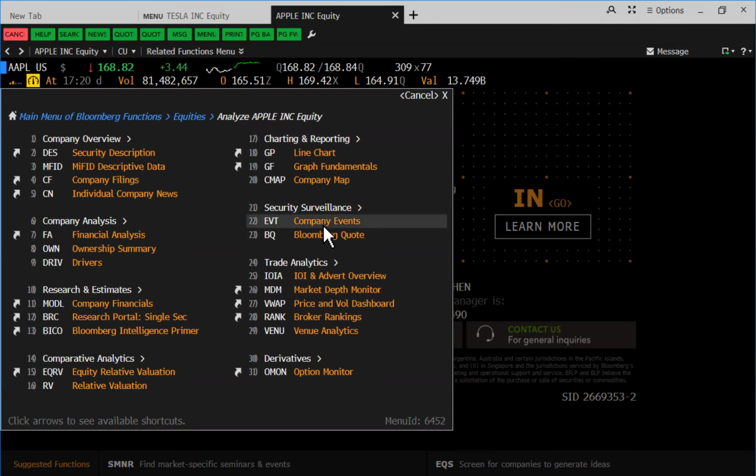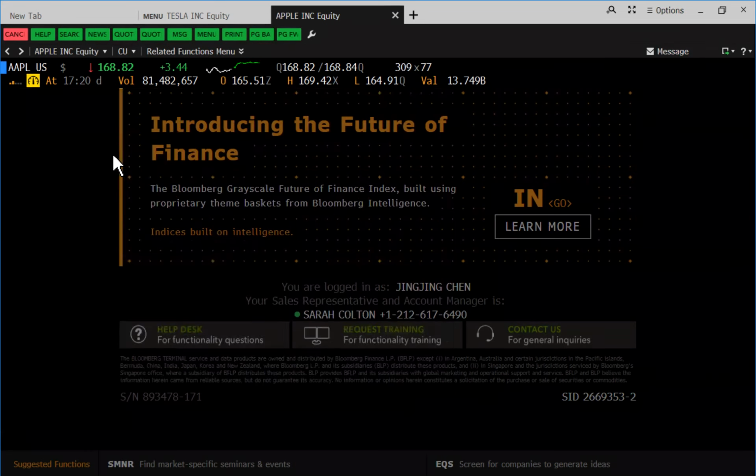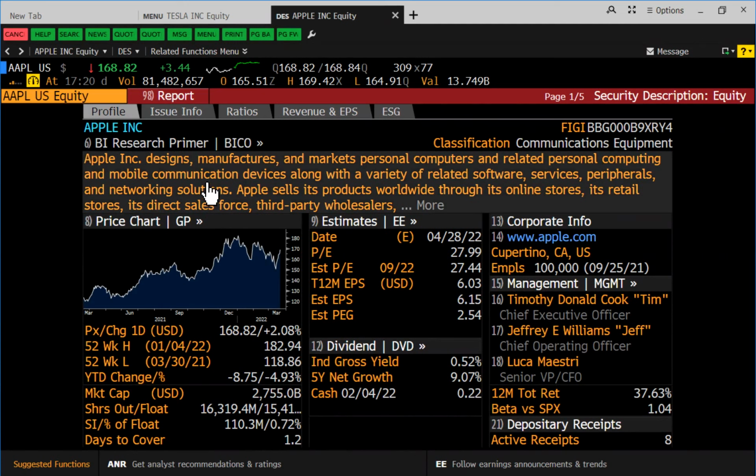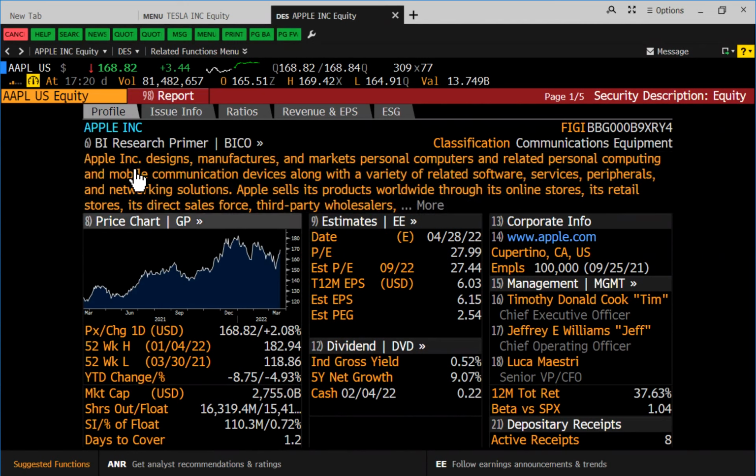And here for security surveillance, you're going to find different company events. So usually the stock price will be largely affected by the events happening to the firm. And also there are trade analytics and derivatives where you will have the information about the equity options for Apple. Now, we'll start from the basics to look at the security description here. Well, you'll have all the information about Apple summarized in just one page. Now you see this short description of what Apple is doing.